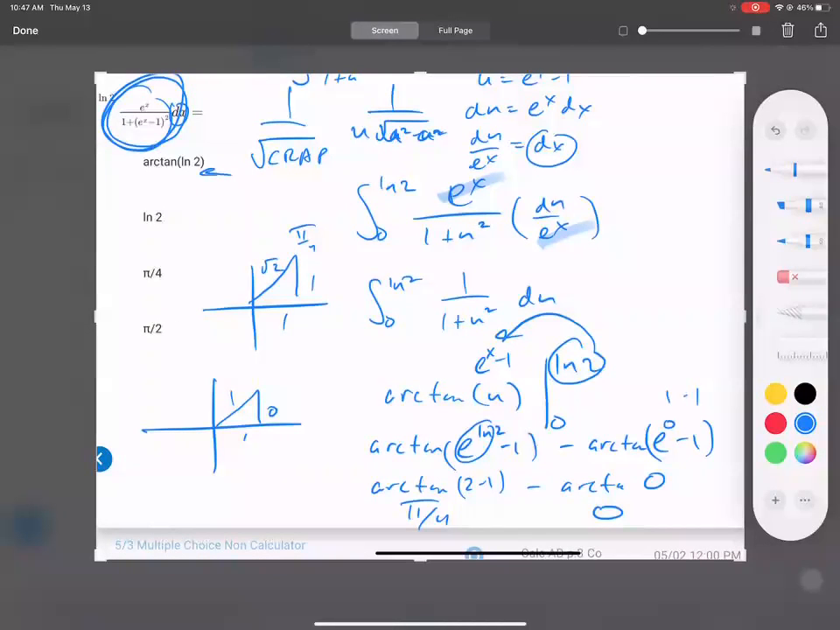So the e to the ln here, if you remember, they're inverses of each other. So e to the natural log of 2, they cancel out, and that's just 2. What about the pi over 4 one? How did you get pi over 4? Okay, good. So if I say arctan of 1, what angle gives you the tangent equal to 1?